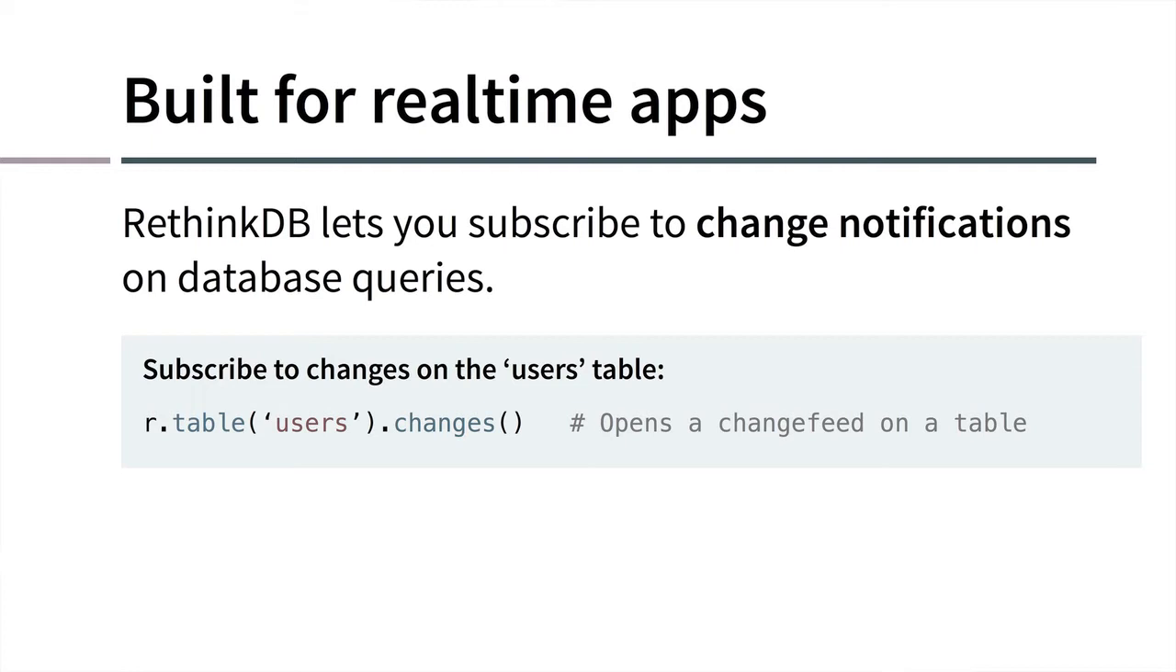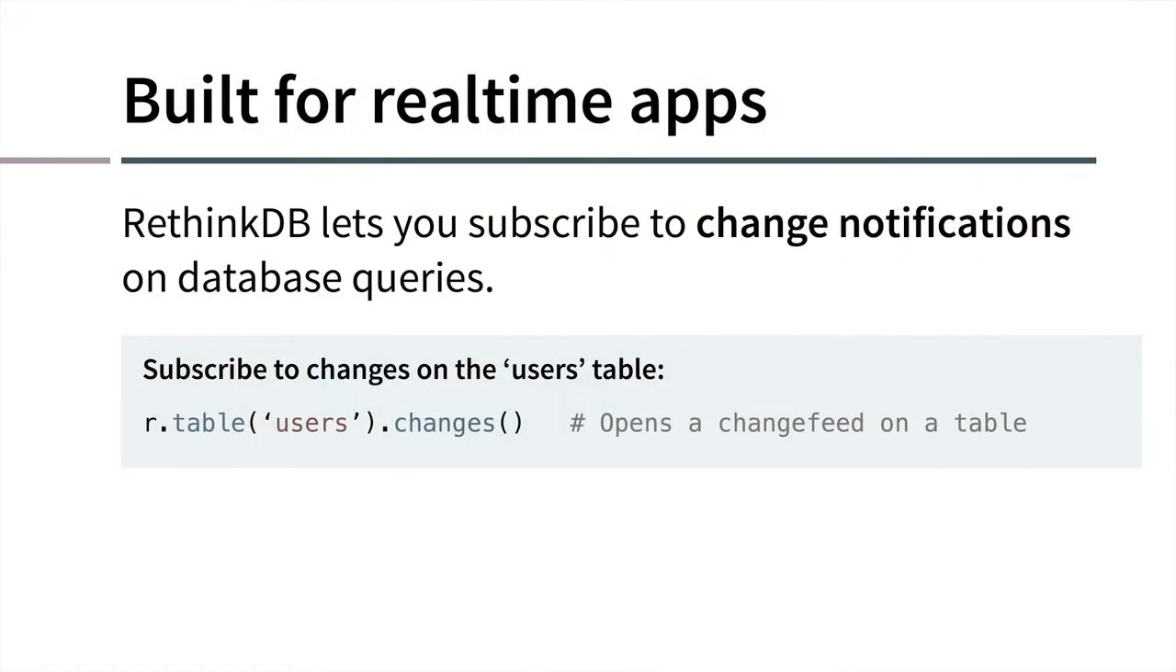So I mentioned that it's built for real-time apps. And what I mean by that, let's talk about what that means specifically. I mentioned that normally you have to poll the database. You have to constantly ask the questions repeatedly. What RethinkDB does instead is it lets you subscribe to change notifications on database queries. So let's just break that down. This is an example query. We have r.table. R means the namespace for RethinkDB, something you would import in Python or require in JavaScript. And we have the table users, and we say .changes.